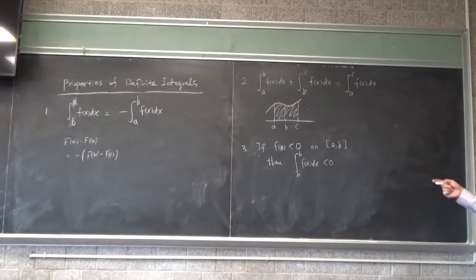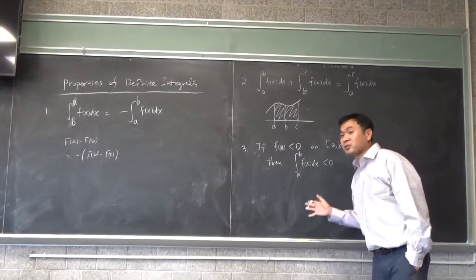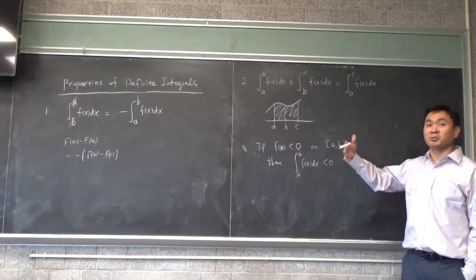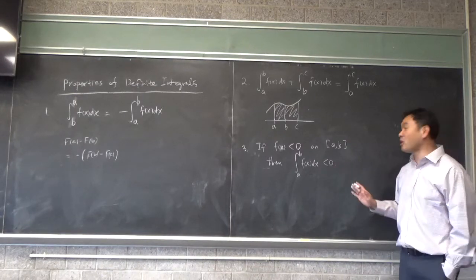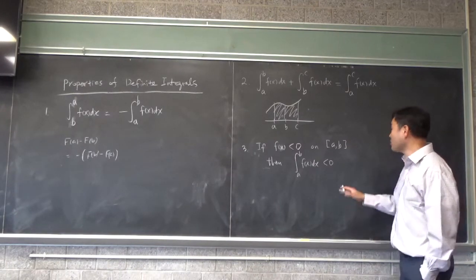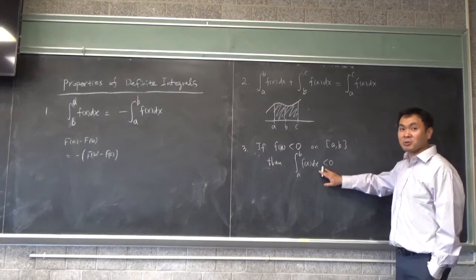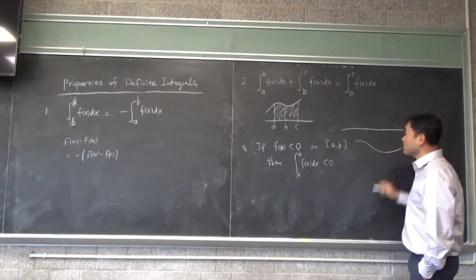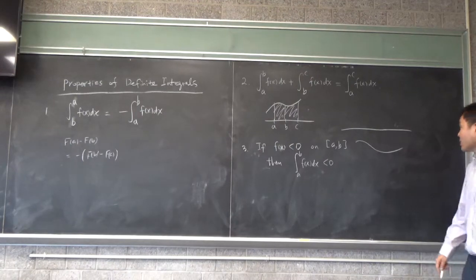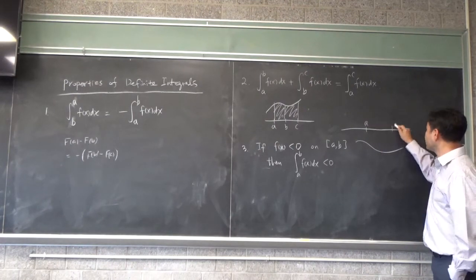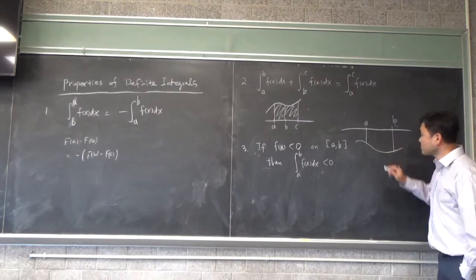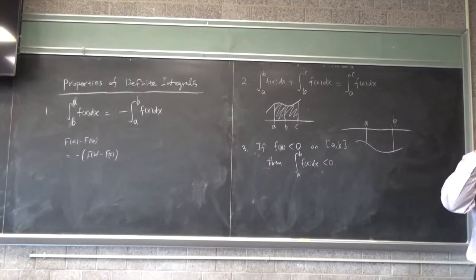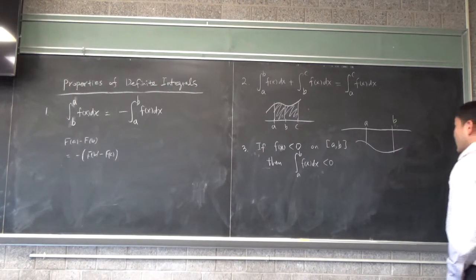Now, earlier in the discussion, I said let's limit our discussion only to the case where the function is positive, because it gets more complicated if you allow negative functions. So this one I want to explain by drawing a graph. So let's say your function is negative from A to B. Here's how you think about the area under the x-axis.